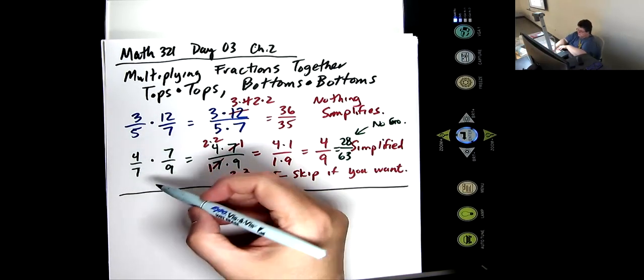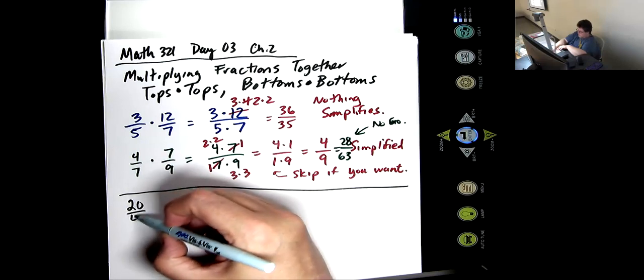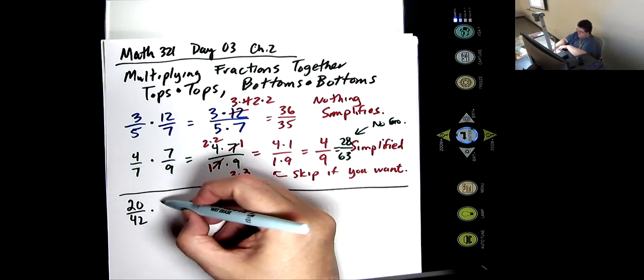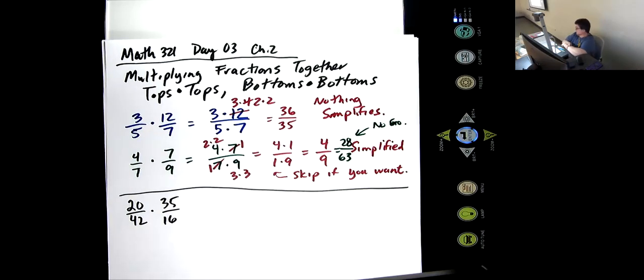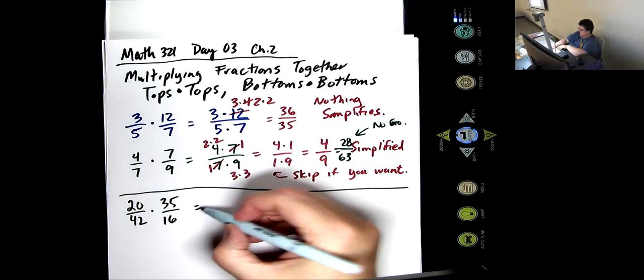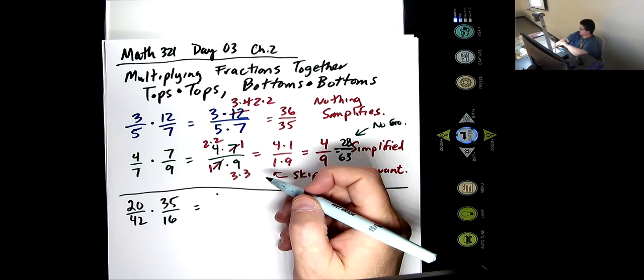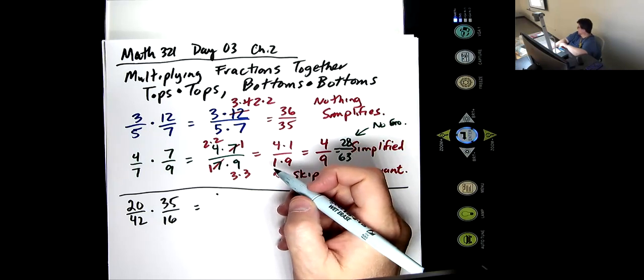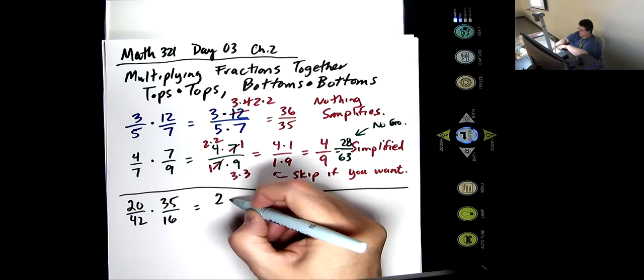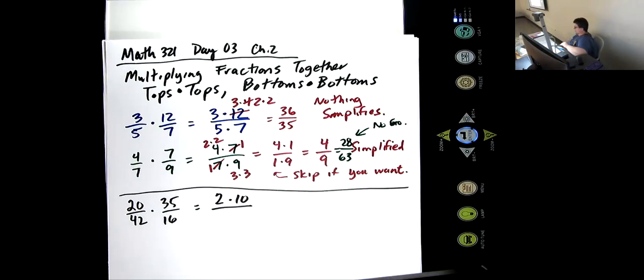Let's kick it up a notch. 20 over 42 times 35 over 16. Let's start with numbers we think of. Melinda, what are two numbers multiplied to make 20 that you think of right away? 2 times 10. Anyone want to give me 42? Two numbers that multiply to 42.